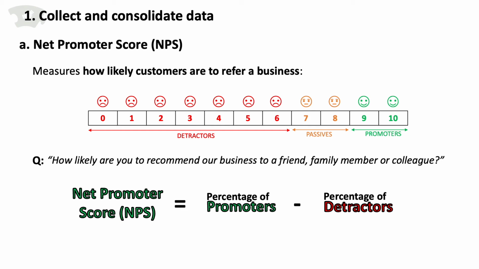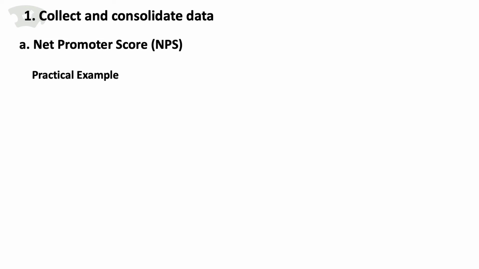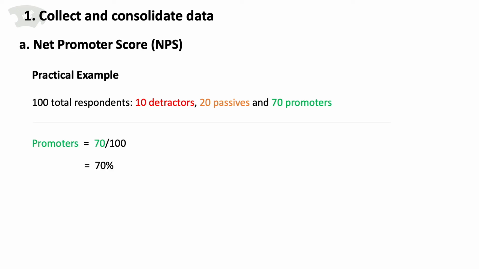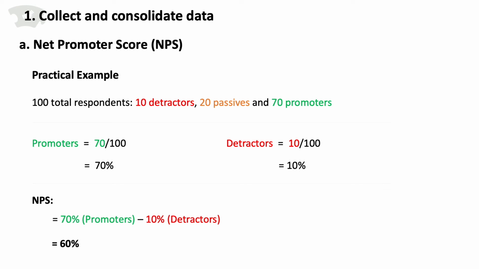The NPS should be used to survey customers to gauge their overall perception occasionally, after an interaction with the business, or as part of other periodic surveys. As an example, if out of 100 respondents, 10 are detractors, 20 are passives, and 70 are promoters, the promoters are 70% and the detractors are 10%. Therefore, NPS, which is the difference between promoters and detractors, is 60%. Though simple, the NPS is a good indicative measure of the customer's perception regarding a business.